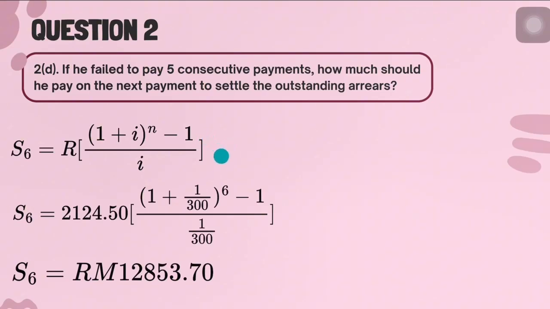After we understand the formula that we should use, we need to substitute all the amounts that we already know. For example, 2,124 ringgit and 50 cents for the periodic payment, and then 1 over 300 for the interest rate per interest period, and the term of investment as 6, over 1 over 300. Once we solve the equation, we will get 12,853 ringgit and 70 cents. So this is the amount that he needs to pay on the next payment in order to settle the outstanding arrears.